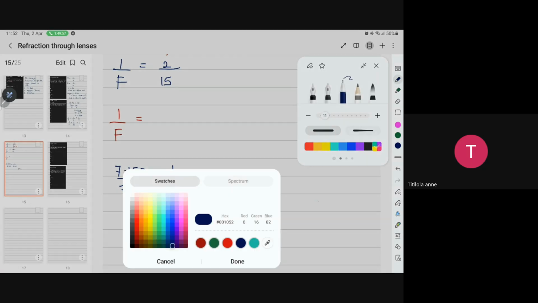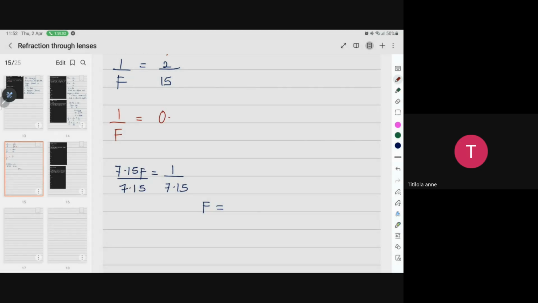Don't worry, Lydia, I've seen the error already. I might have skipped. This is 0.133. So this will give us 0.133f is equal to 1. Divide both sides by 0.133. So f is equal to 1 over 0.133, and that will now give us 7.5 centimeter.